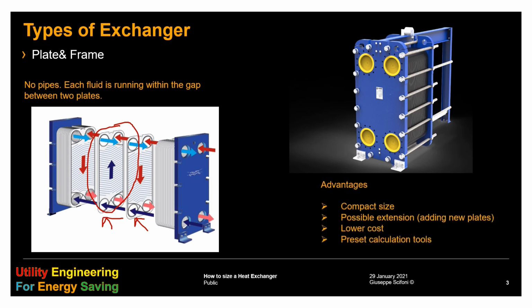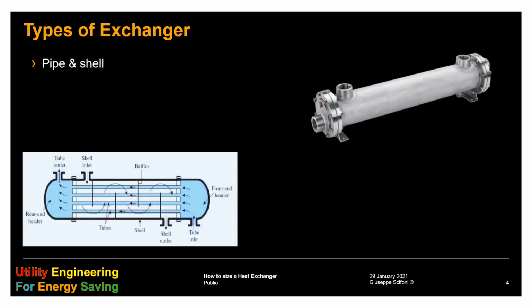We can resume here the advantages. They are compact, they can be extended by adding new plates, the cost is generally lower than other types of exchangers, and there are existing preset calculation tools. The shell pipe exchangers are made of pipes instead. They have no gaskets, so they can stand higher pressure and temperature, and they are suitable for any type of fluid, and they are less sensitive to dirtiness. On the other hand, they are somewhat bulkier and more expensive.